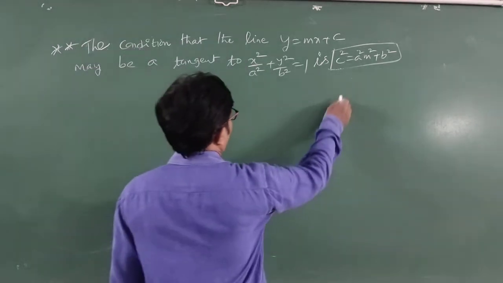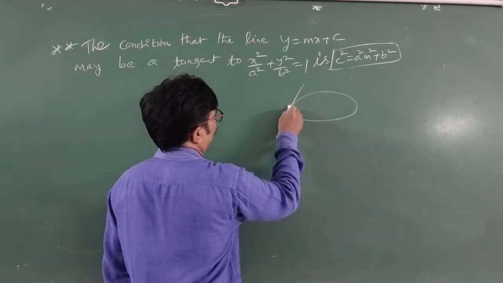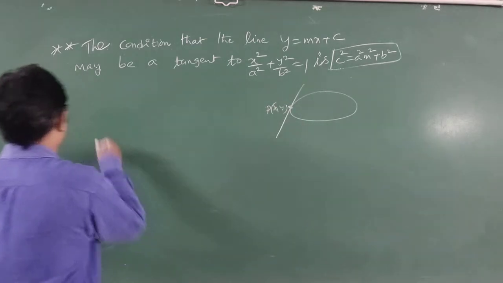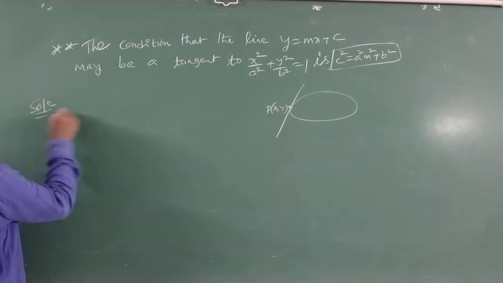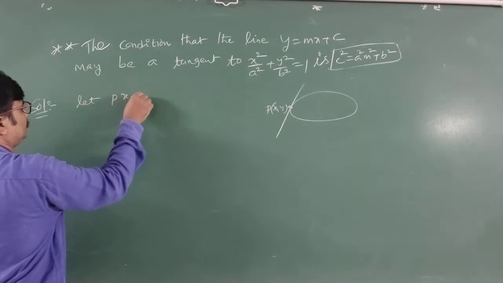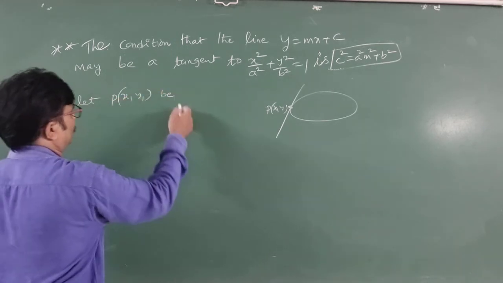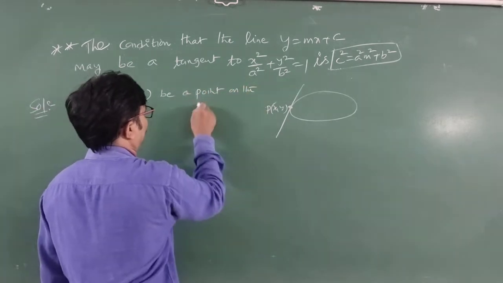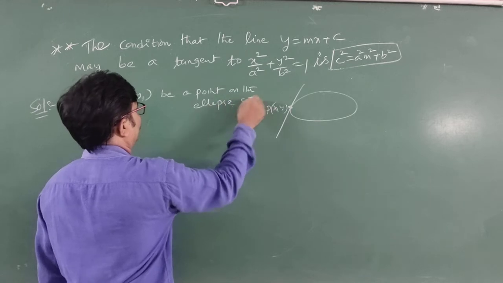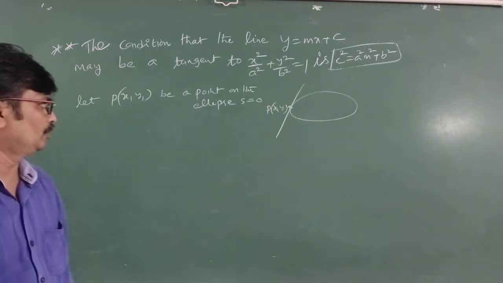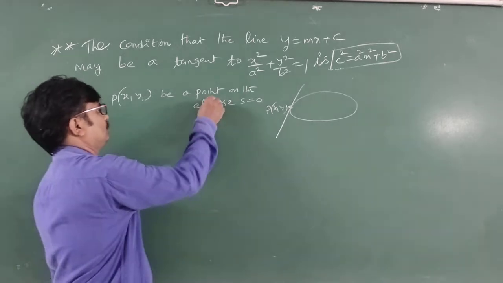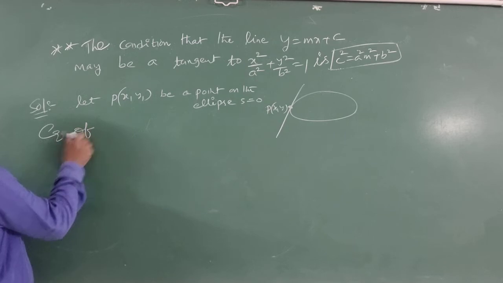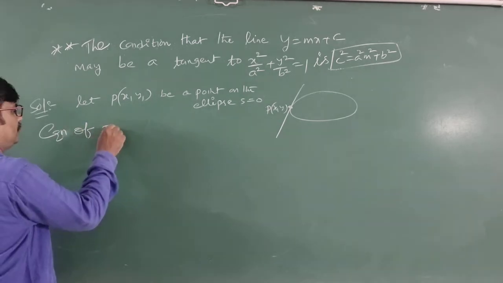Now students, this is the tangent. So we take P(x1, y1) to be a point on the ellipse. Let P(x1, y1) be a point on the ellipse, S1 equal to 0. My dear students, we have to know the equation of the tangent. Dear students, write down the equation of the tangent.